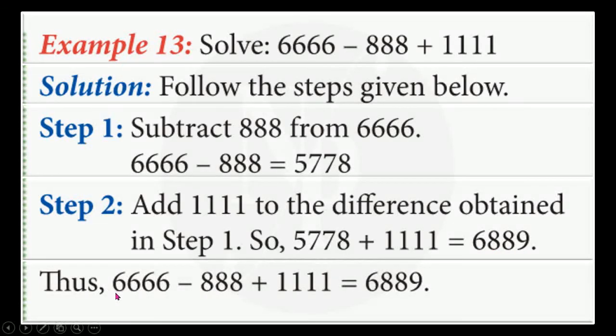Thus 6666 minus 888 plus 1111 is equal to 6889. Since these are simple addition and subtraction, I am not solving here. This is a solved example which is given in the textbook.